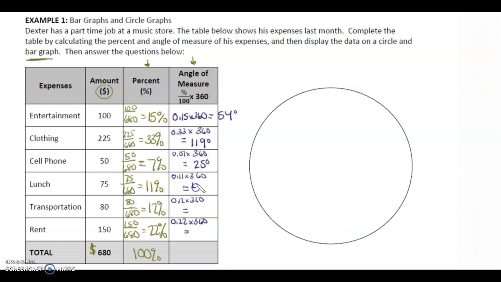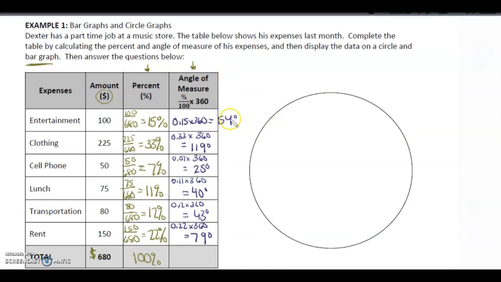So we get 40 degrees. We get 43 degrees. And we get 22 degrees. Oh, sorry, 79 degrees for 22%. Now, if we go down this third column and we add up all of these degrees, so 54, 119, 25, 40, 43, 79, all of these degrees, these all add up to 360, which makes sense because in a circle, there's 360 degrees.